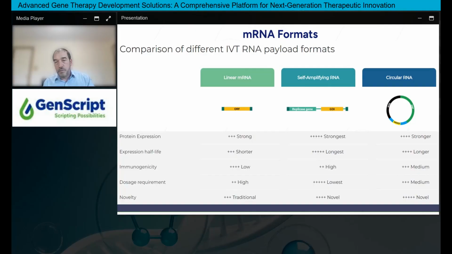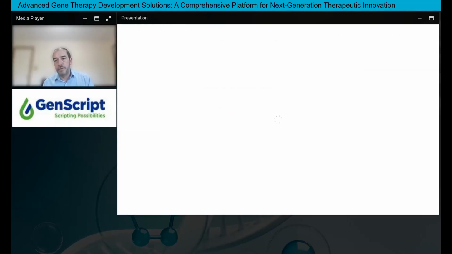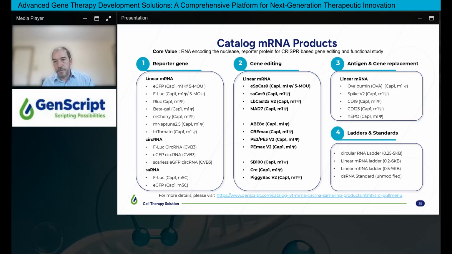So as I mentioned, we can offer either linear mRNA format, self-amplifying mRNA format, or circular RNA, and they have different advantages and disadvantages, but typically the saRNA and the circular RNA offer much stronger protein expression. They're much more stable and have a longer half-life. They have low immunogenicity, and typically they require a smaller dosage. They're very novel, we have recently introduced them, and we're one of the first vendors to offer these to our customers.